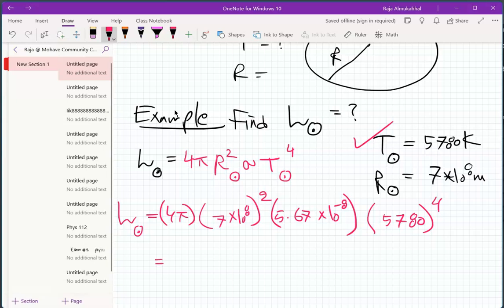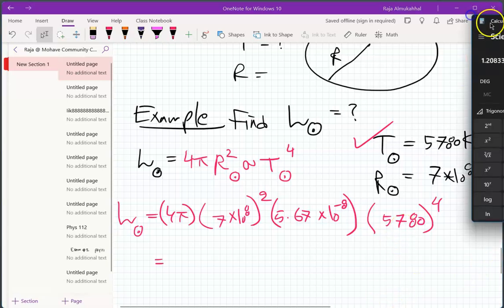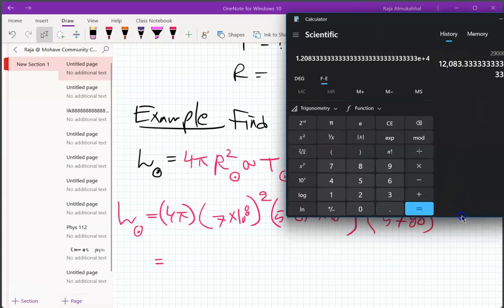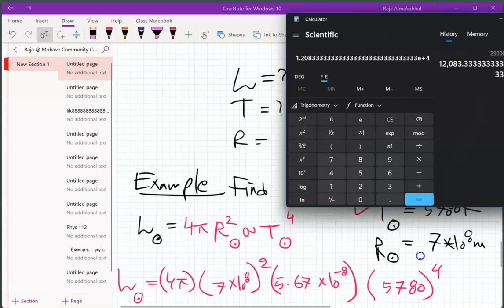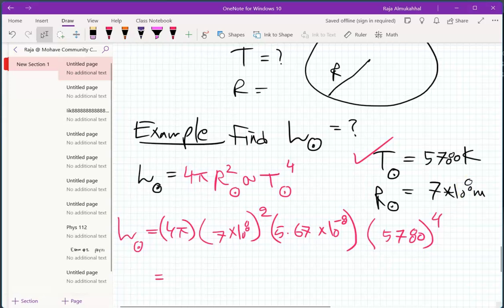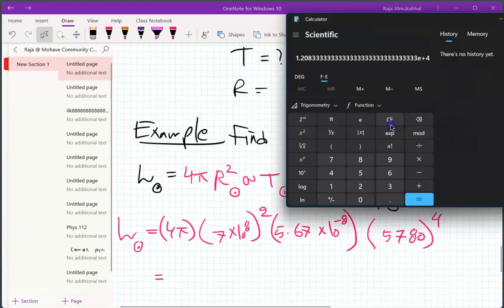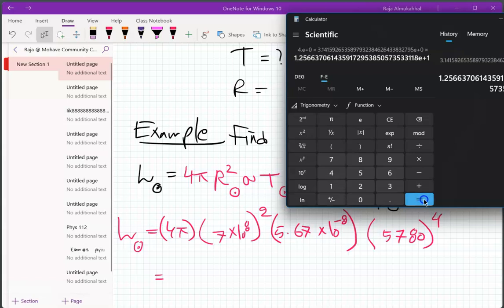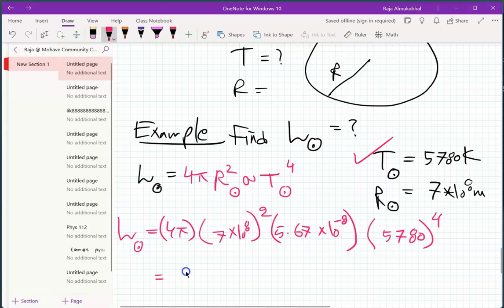Now, here's my advice to you. Don't put them all into the calculator because there's a lot of power. So just do it step by step. So here's how I'm going to do it. I'm going to take this calculator right here, and I'll start with 4 pi. So that's 4 times pi, which is equal to 125 times 10 to the 1. That's basically 12.5, right? I'm just going to do it step by step.